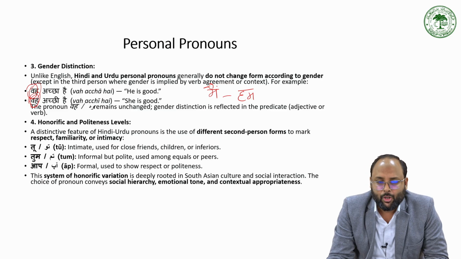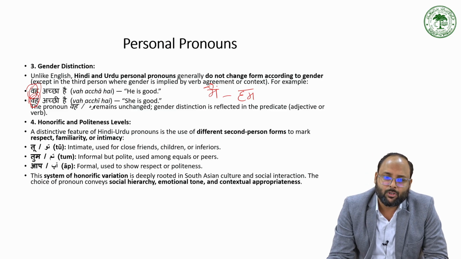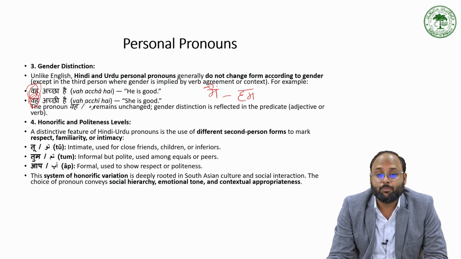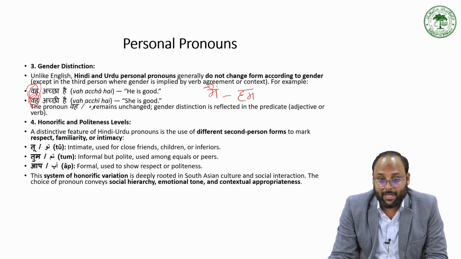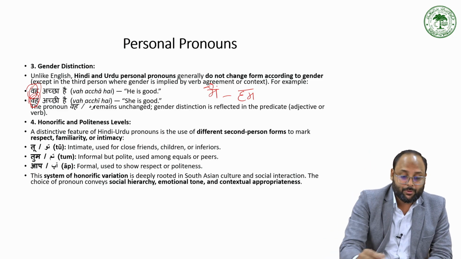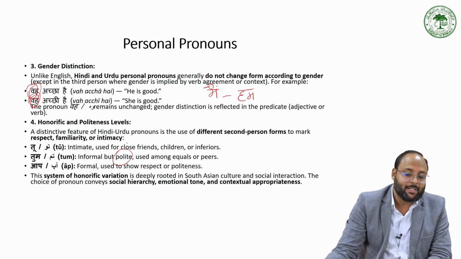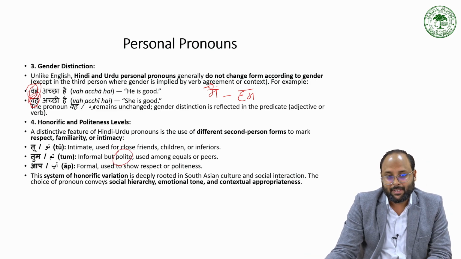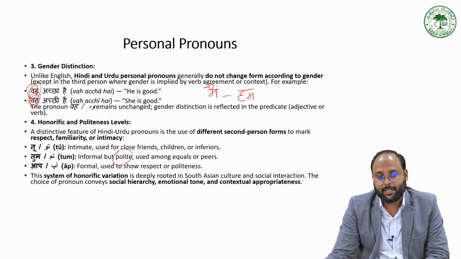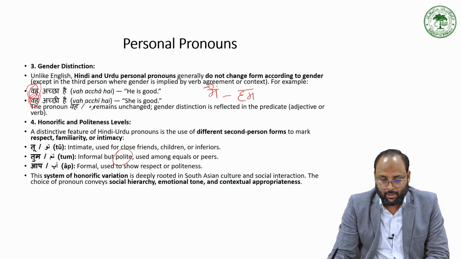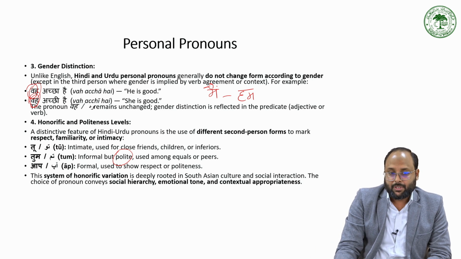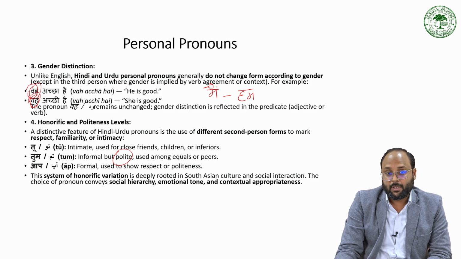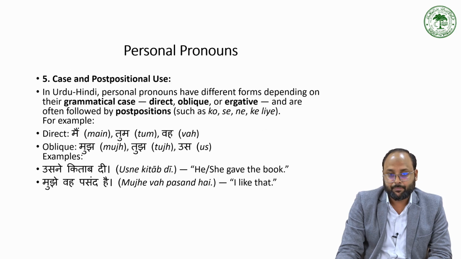So we sometimes use tum also for some politeness or honorificity. But when we use aap, it is more formal, and it shows respect and politeness. So tum is also used for some politeness in informal situations, but aap is purely formal and with full respect and politeness. We use it for the second person. It is very common in South Asian languages, this kind of distinction where we have different forms for politeness and honorific status.